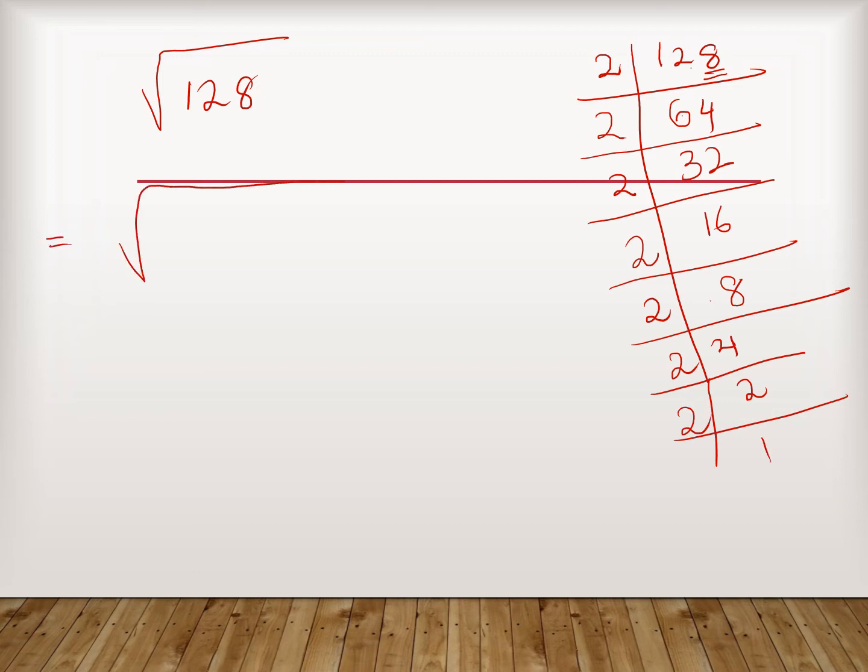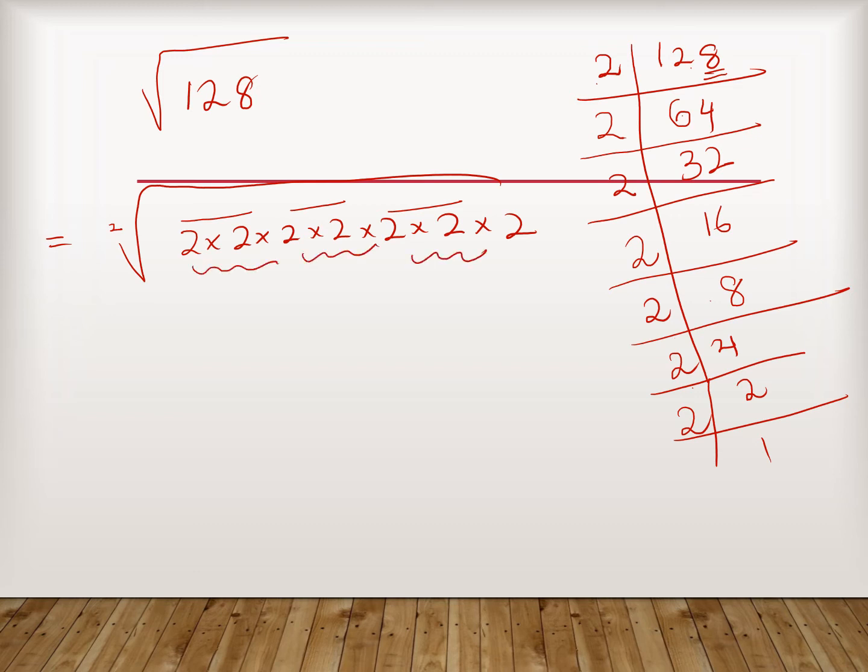Once it is done, write all the 2's inside the radical sign: 1, 2, 3, 4, 5, 6, 7. So you have seven 2's. Now what is the index? The index is 2, so just pair them. How many 2's will come outside? 1, 2 and 3, so 2, 2 and 2, and one 2 is left over. Write it inside the radical sign only one time. Now 2 times 2 is 4, and 4 times 2 is 8. You can check it even on the calculator, and this is your answer.